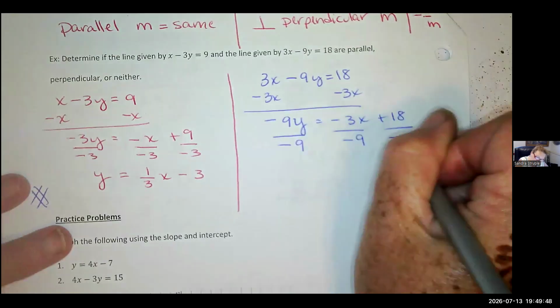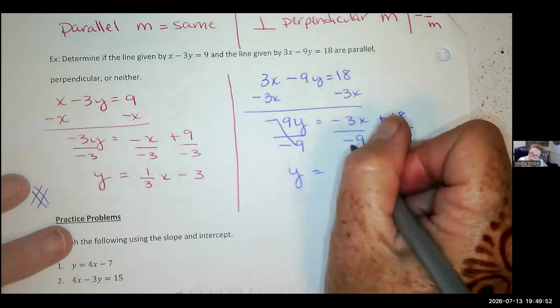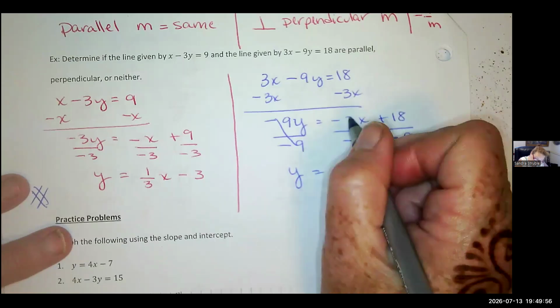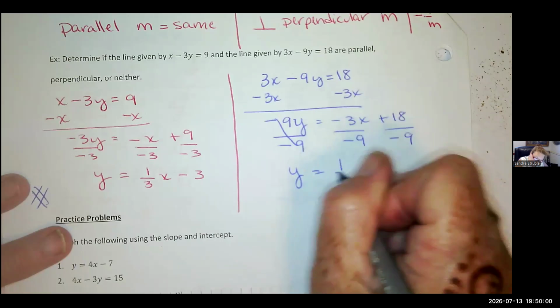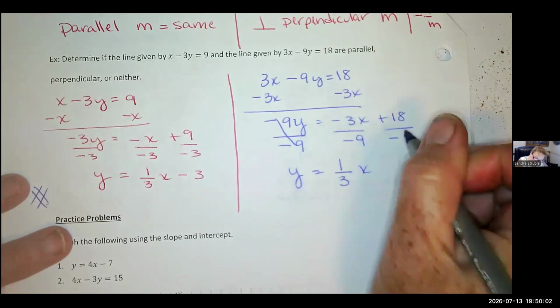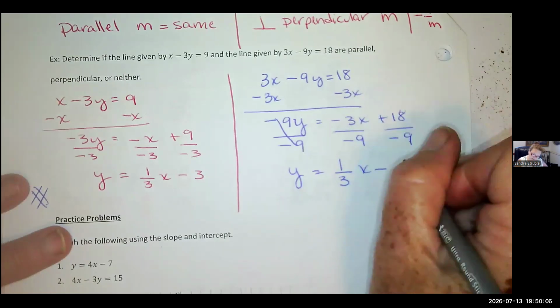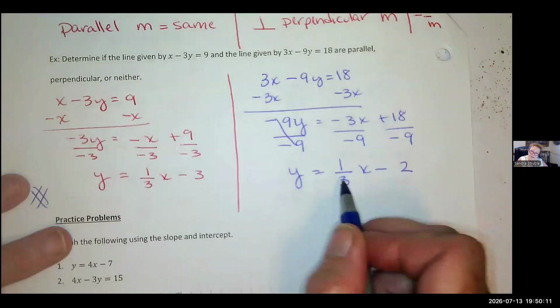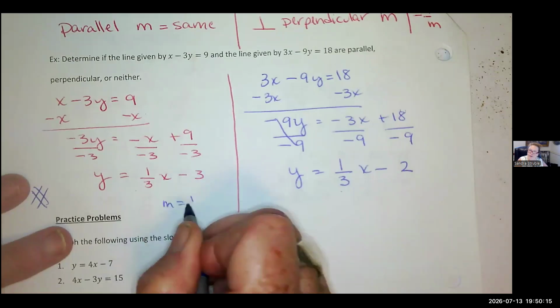And y equals negative divided by negative is a positive. 3 divided by 9, reduce by 3. 3 goes into 3 once. 3 goes into 9 3 times. 18, like I said, positive divided by negative is a negative. 18 divided by 9 is 2. They have the exact same slope. They're both m equals 1/3 and m equals 1/3. So these are parallel lines.